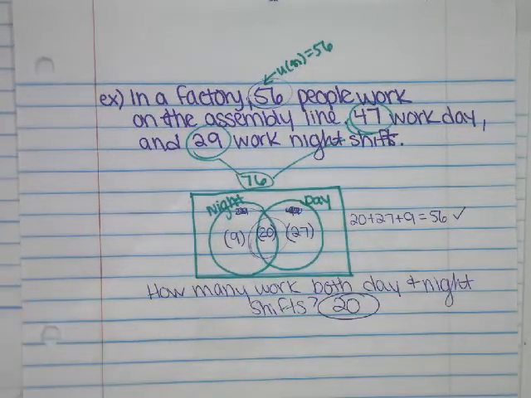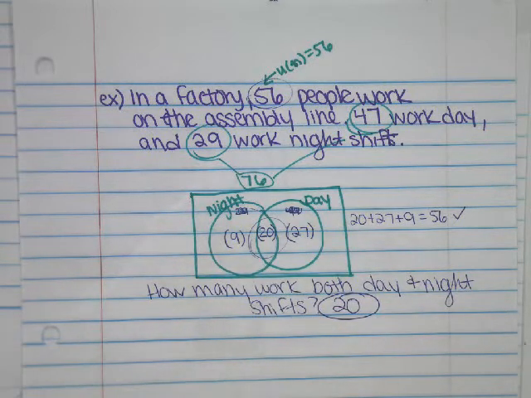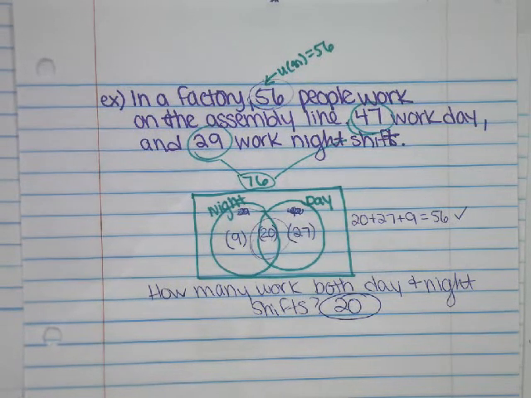20 people do both. So we have to have an understanding of what the numbers in the box mean and to come up with how much it overlaps. Okay, this should help you get started on the rest of Chapter 7. This is your last topic before your quiz.